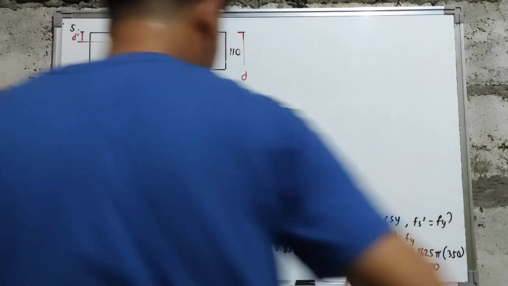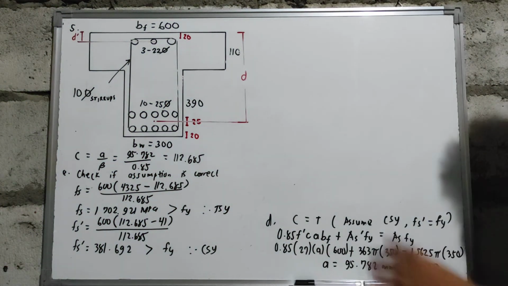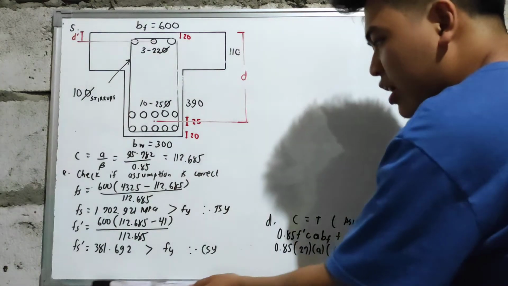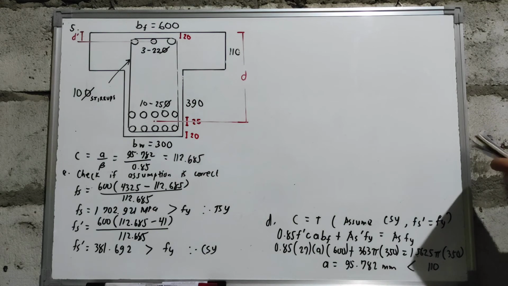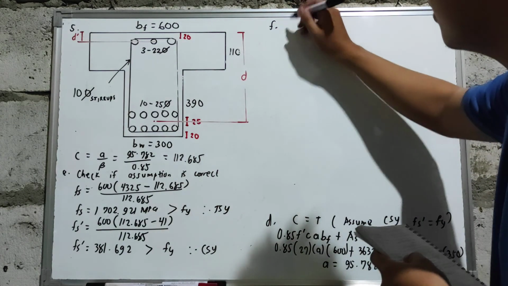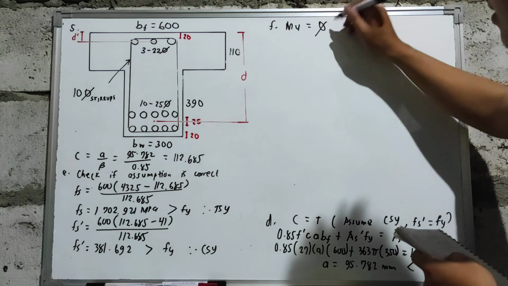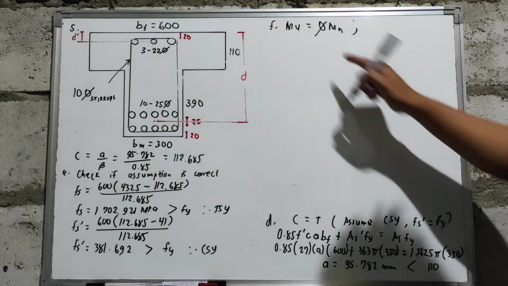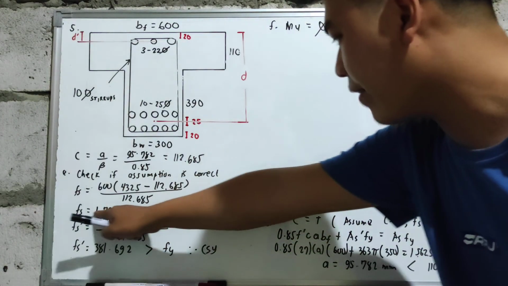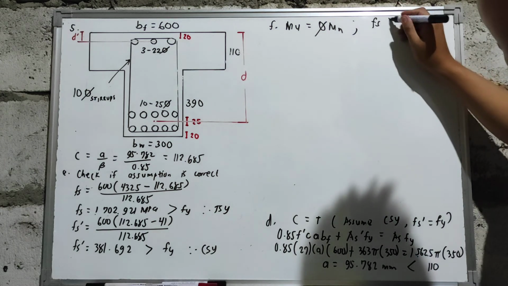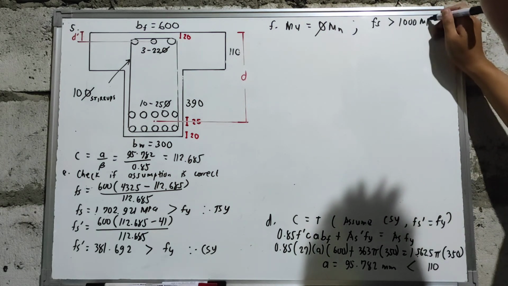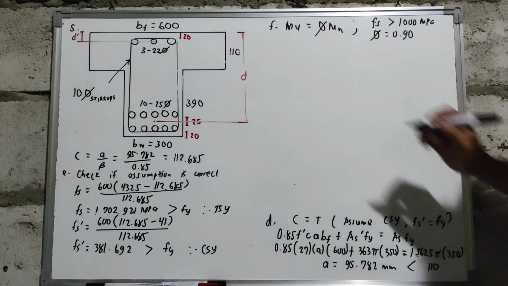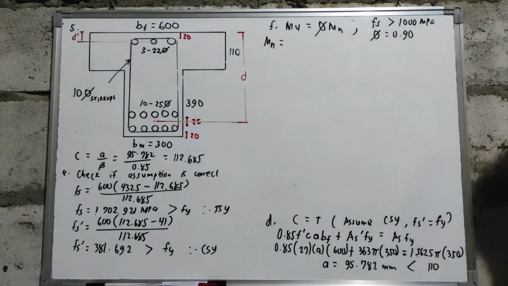After checking if your assumption is correct, since we proved that all of the assumptions made in our calculations are correct, let us proceed to our next step. Let us now calculate the value of your Mu. That is the reduction factor multiplied by the nominal moment. So the question now is, what will be the value of your reduction factor? Since your Fs, which is equal to 1,700, is greater than 1,000 megapascal, the value of your reduction factor is 0.90. So let us first find our nominal moment.